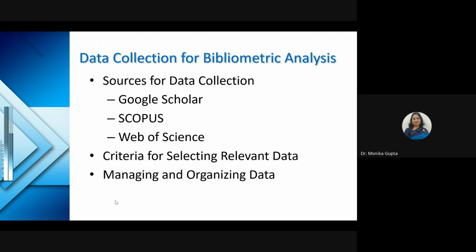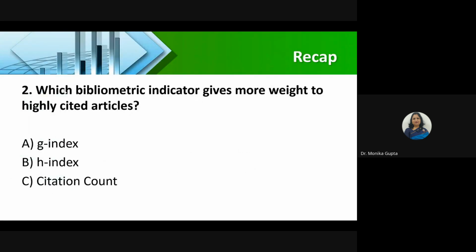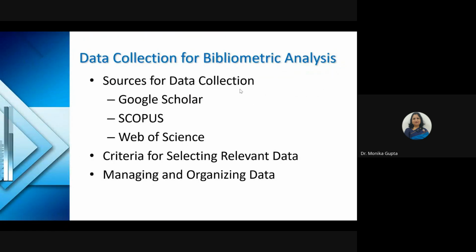So next is data collection for bibliometric analysis. The foundation of successful bibliometric analysis lies in systematic collection of data. Databases like Google Scholar, Scopus, and Web of Science are key sources. Selecting relevant data involves defining clear criteria such as keywords, please notice, keywords, publication years, and subject areas. Proper data management and organization are also crucial, ensuring that your data set is comprehensive and relevant to your research question.